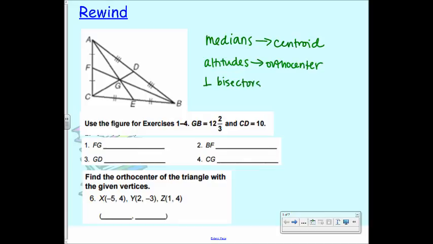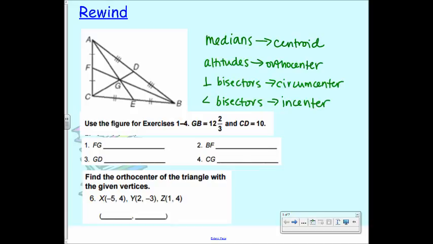All right, perpendicular bisectors meet at the circumcenter. And angle bisectors meet at the incenter. Which one or ones of those can be outside of the triangle? Which ones have to be inside? Which ones could possibly be outside?